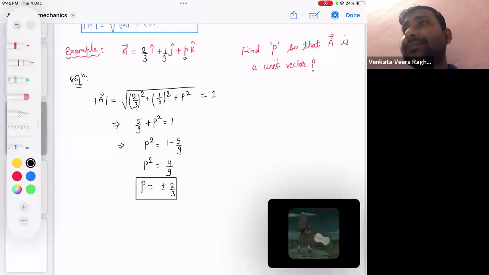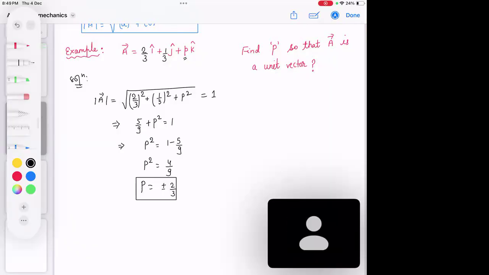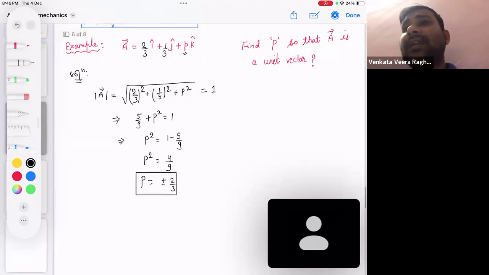Is that clear? Please tell me. So this is what they asked in the question: find this unknown so that it makes vector A a unit vector.